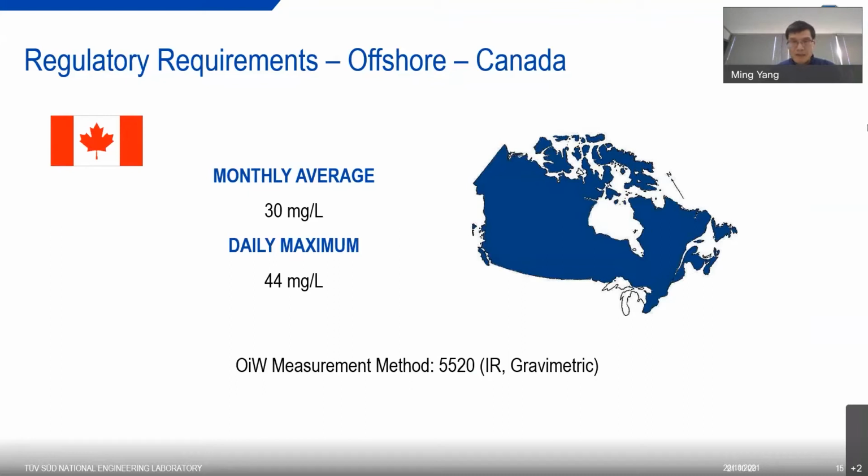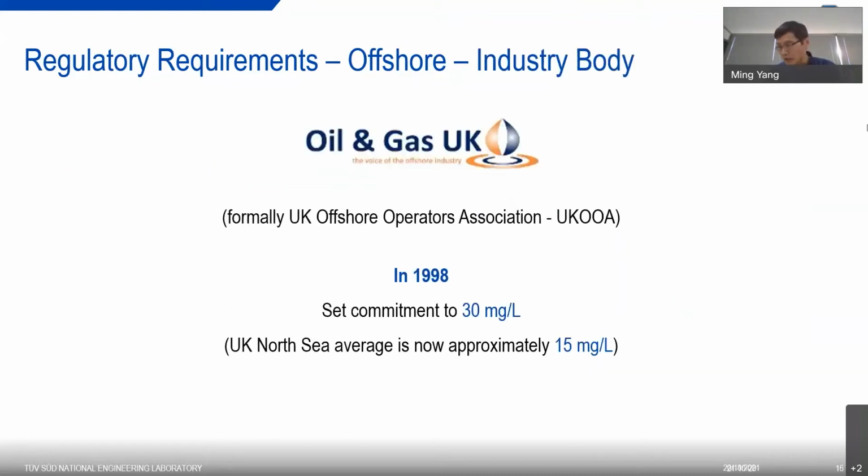Now, at the industrial association level, here's just one example from Oil and Gas UK, formerly called the UK Offshore Operators Association. In 1998, they set a commitment to achieve 30 milligram per liter. And I can tell you the UK North Sea these days averages 15 milligram per liter oil in produced water discharged to sea.